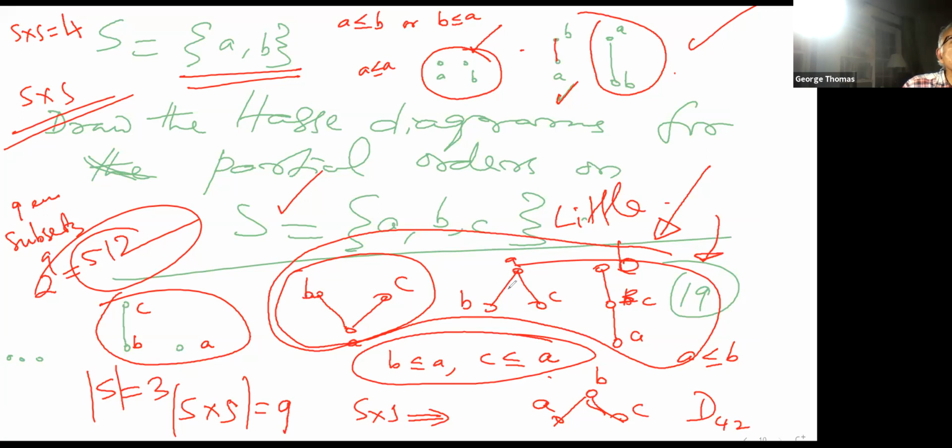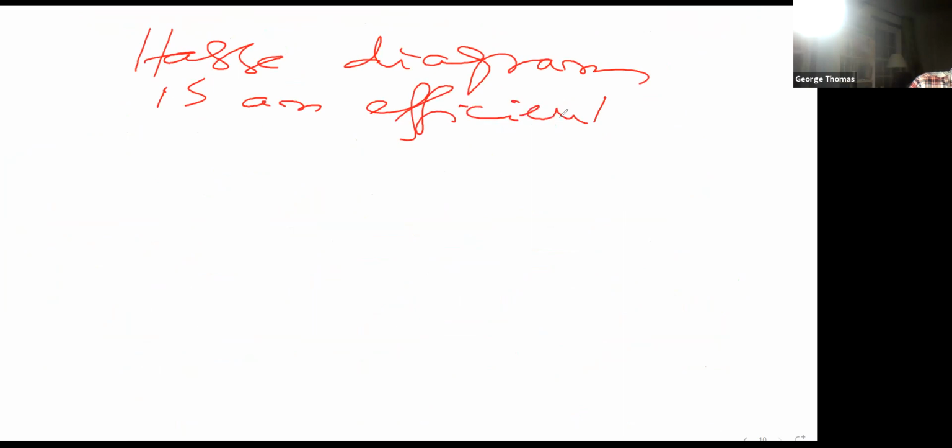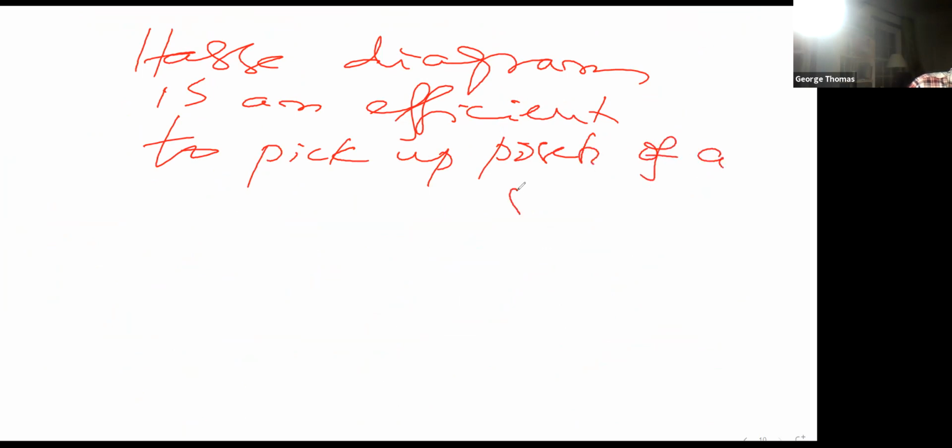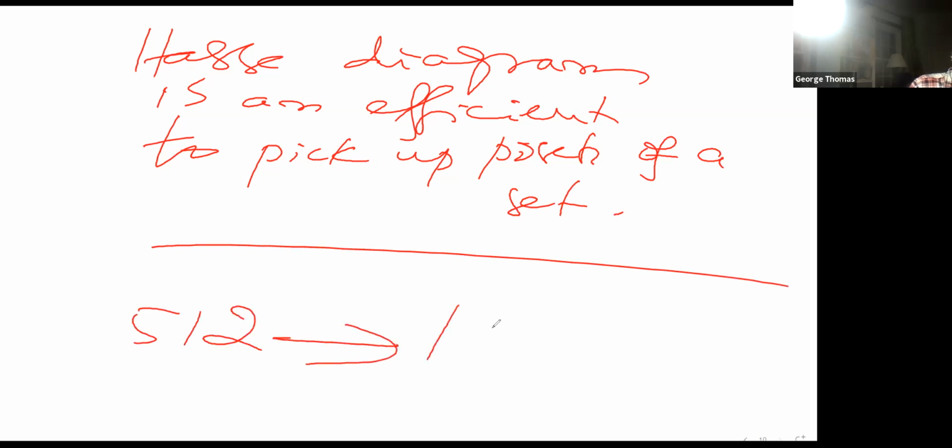I think I gave all of them actually. There may not be any more. This might be all of it. Try to think if there are any others. And that is a very efficient way. A diagram is an efficient way to pick up subsets of a set. Because you don't want to try the 512, you can try the 19 Hasse diagrams.